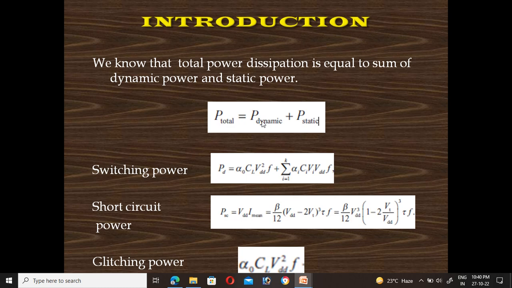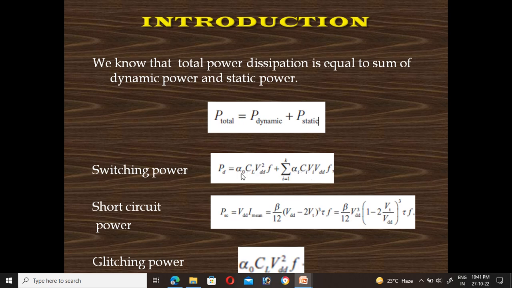Again, dynamic power dissipation is classified into three categories: switching power dissipation, short circuit power dissipation, and glitching power dissipation. Switching power dissipation is due to the charging and discharging of the corresponding capacitances in the CMOS network. It can be represented as alpha naught into CL into VDD square into F plus sum of i equal to 1 to k alpha i into Ci into Vi into VDD into F. This is due to the internal node capacitance.